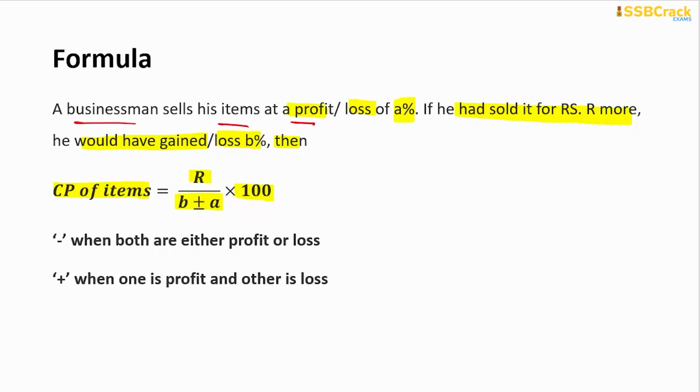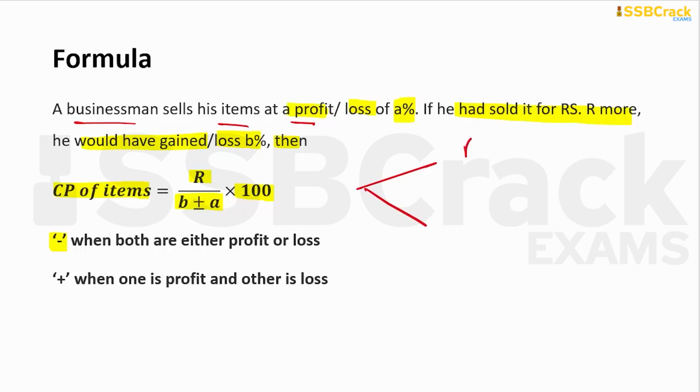Alright, so depending on that, the formula will take the form. Okay, and here is the instruction you should remember: the minus or plus you should use in the denominator means the formula will be of two forms. It will be R upon B plus A into 100, and the other, R upon B minus A into 100.